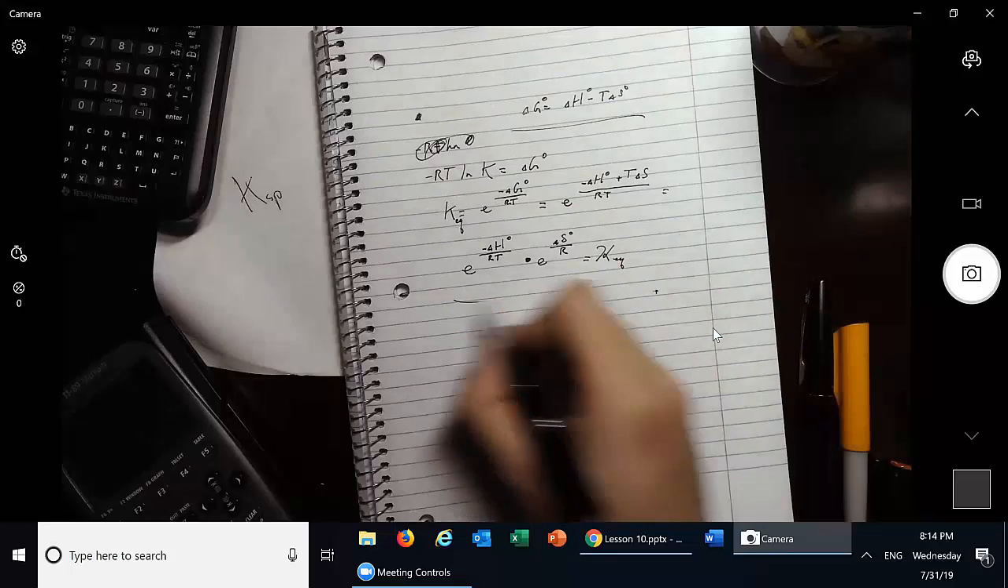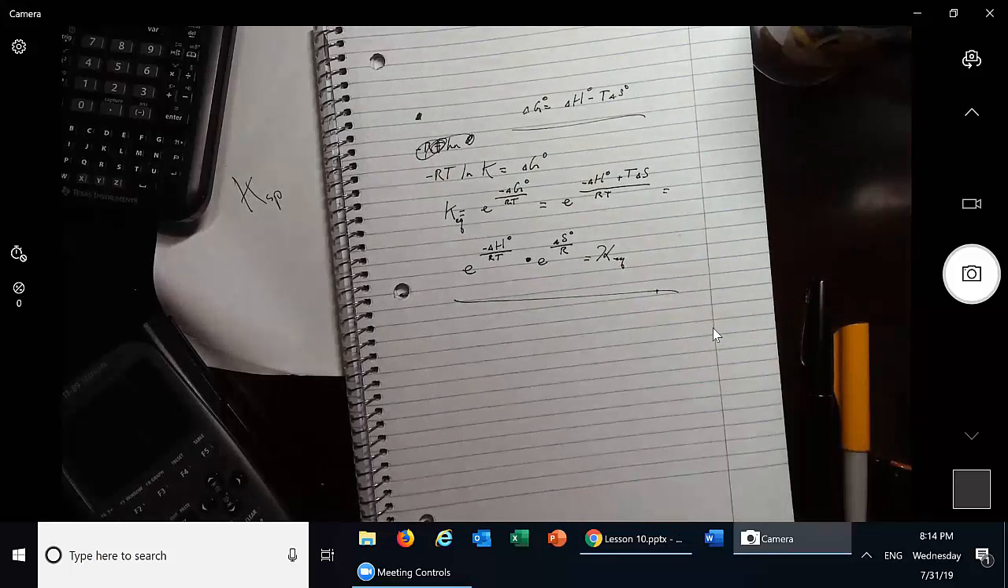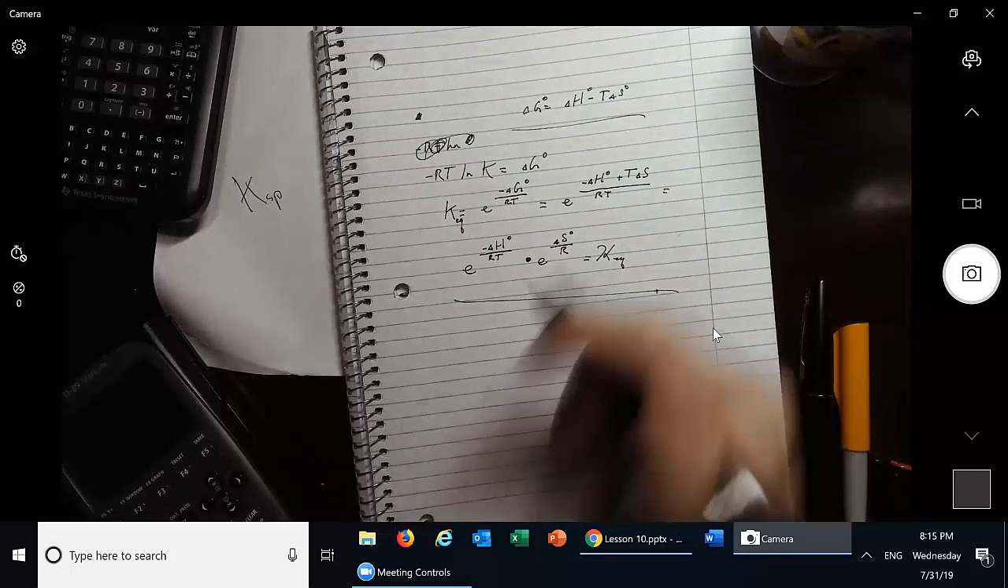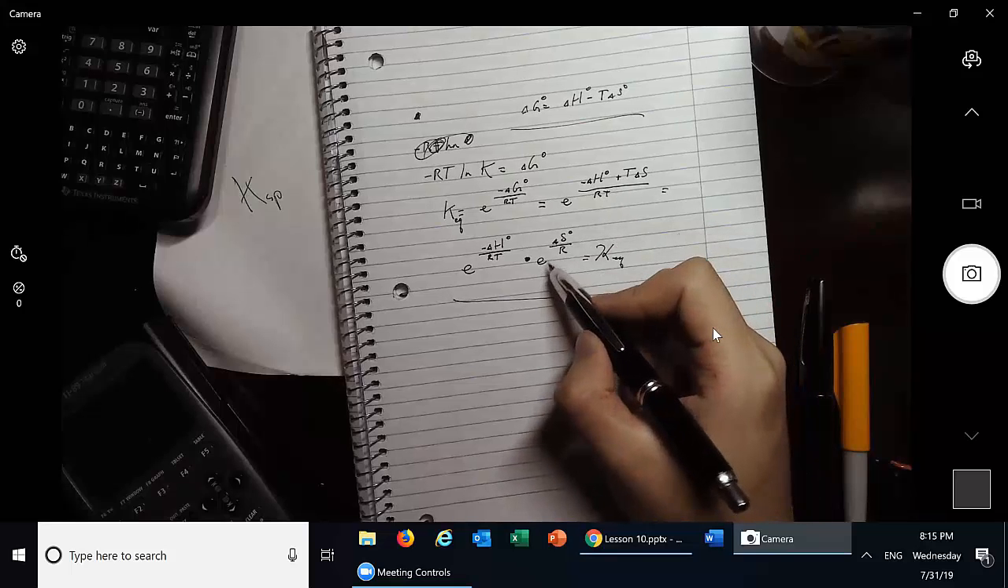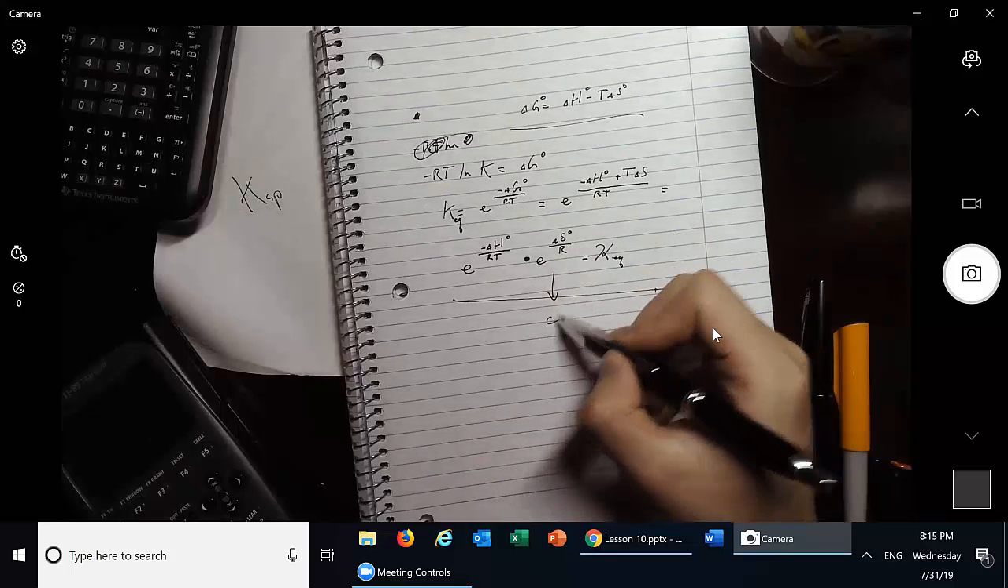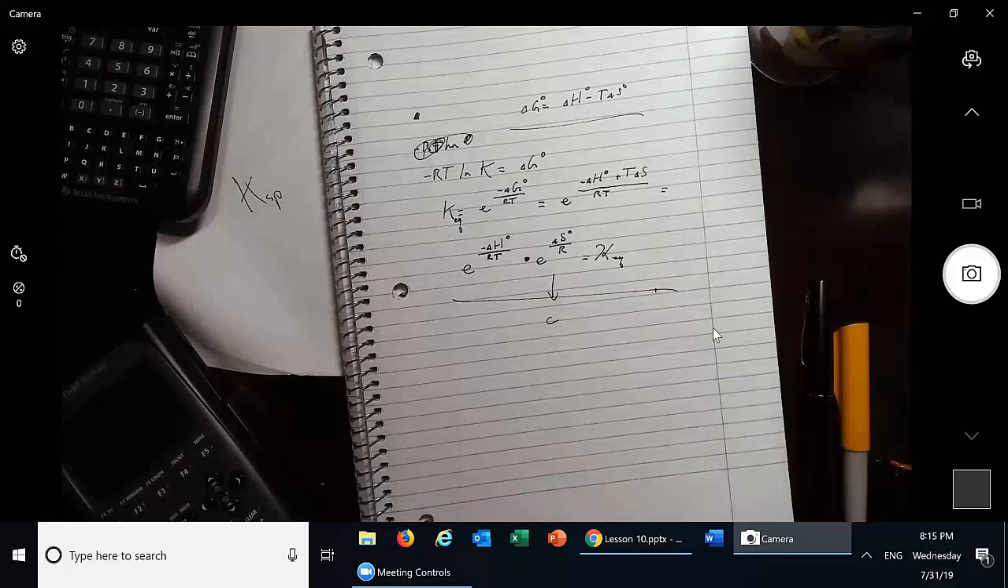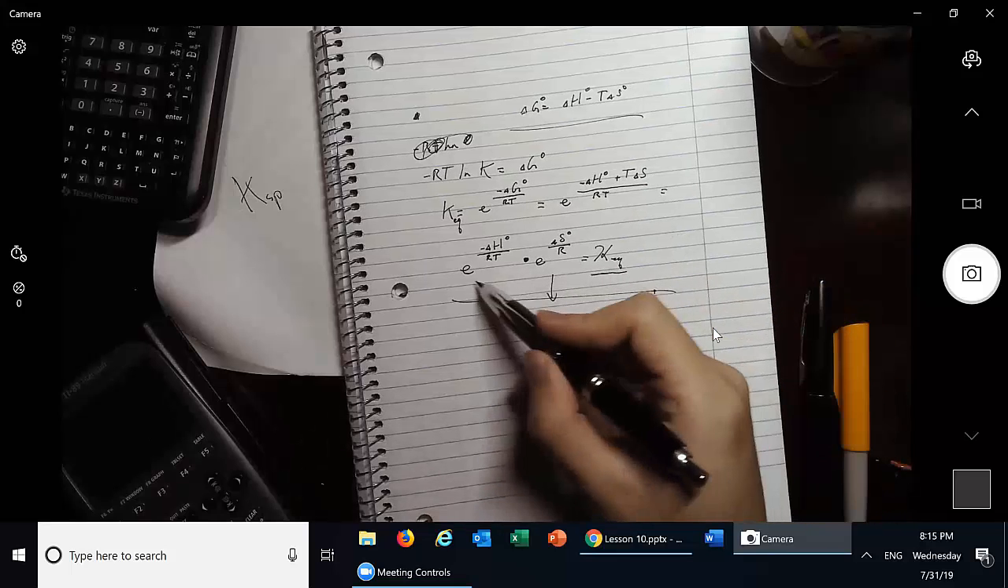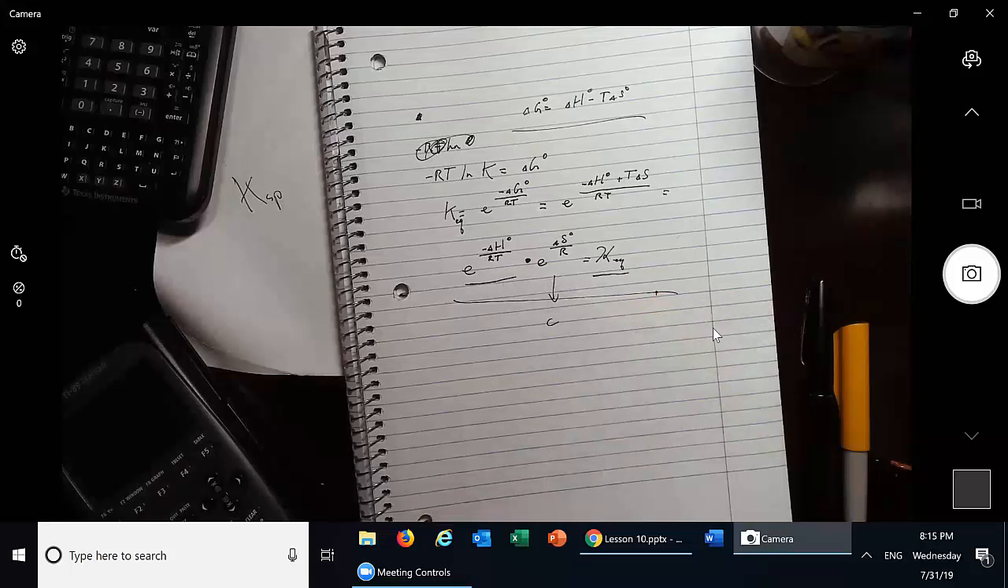So we have this equation, which I've derived. And of course, this is a constant, so this is just some constant, which I'll just write as C. So what's the takeaway? Okay, so we have K_eq equals this times some constant.